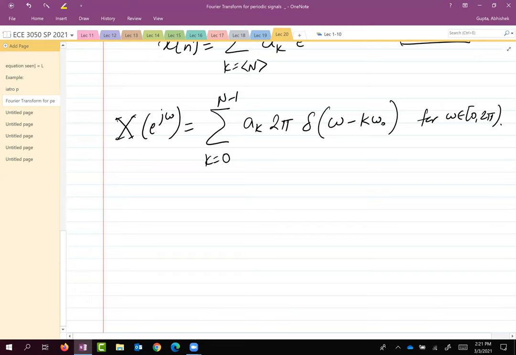Now, if you want to define it for omega over the entire real line, then X(e raised to j omega) for this case is 2 pi a_k.